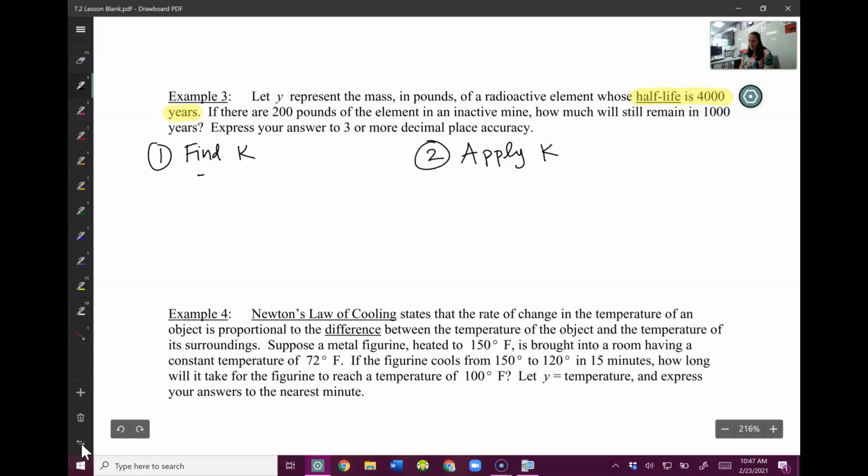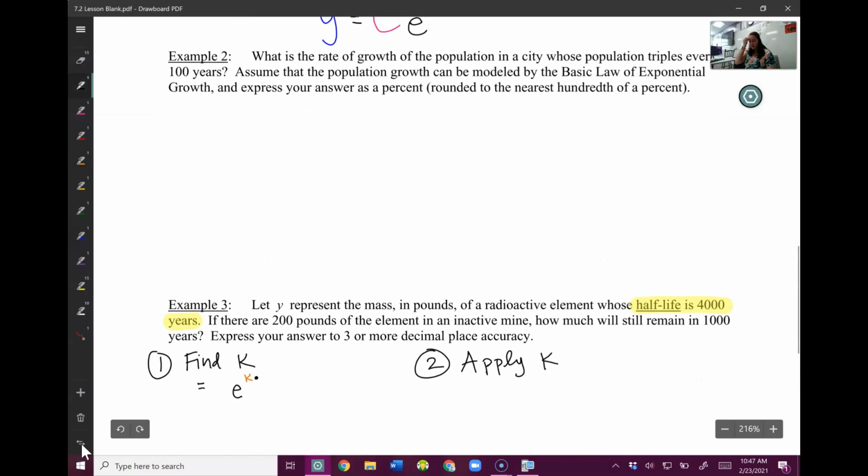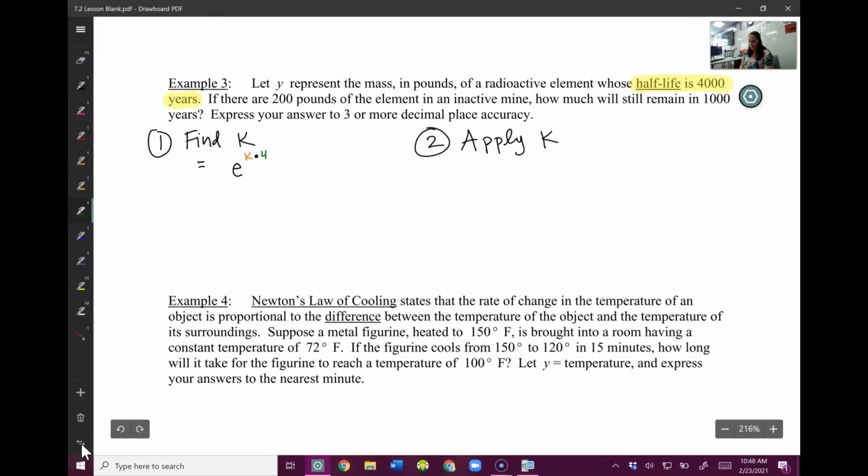First off, let's talk about what half-life is. Half-life means that it takes 4,000 years to go from however much you started with to half that amount. So if I start with 1 pound, after 4,000 years, I would have half a pound. And it doesn't actually matter what number you have here. All that matters is that this is half of what is there. So I could do 6 here and 3 there, and you'd still be good and get the same k. That relationship of being half just needs to hold.